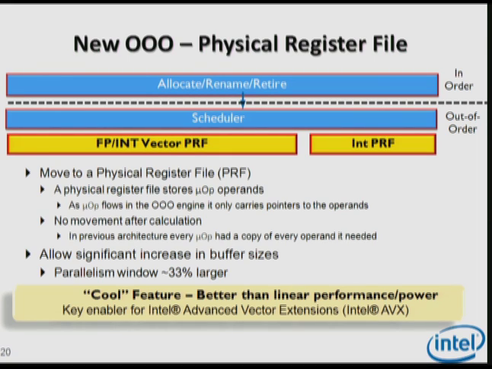It's much less data traversing through the pipeline, and this really reduces a lot of power, and it also lets us increase the parallelism window and increase the ILP of the machine. So we get a cool feature: yes, it increases power, but it also increases performance, and overall the ratio is linear, and it is a must to enable the AVX extension.